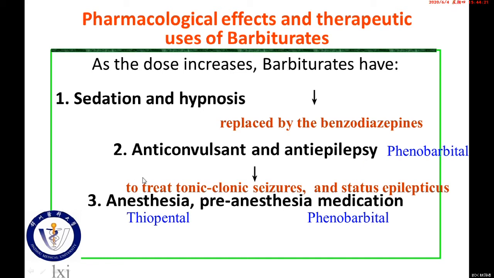As the dose further increases, barbiturates also can cause anesthesia. Like this preparation, thiopental. This drug, till now, is also used for induced anesthesia, in general anesthesia, because it has very fast sedation. And this is the inhibitory effect on the CNS of barbiturates. Like phenobarbital, this drug is also used for pre-anesthesia medication because of its sedation.